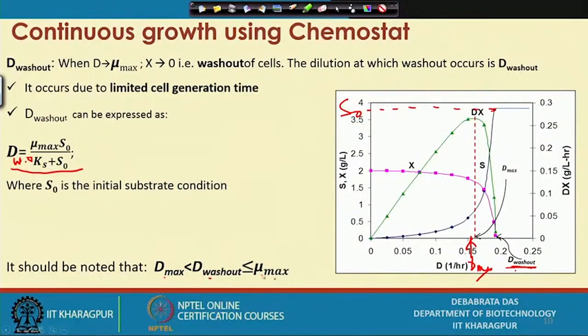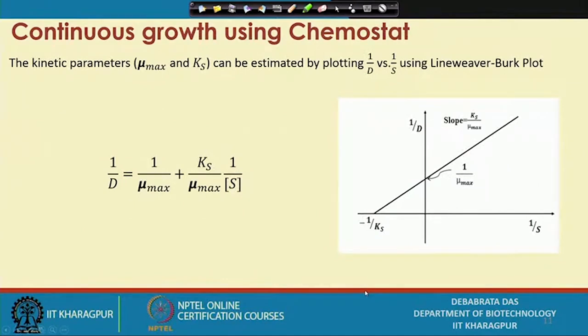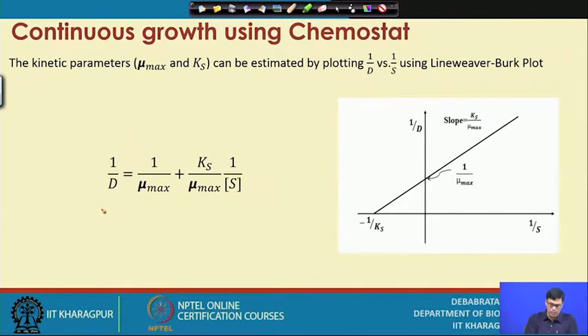Now, if you look at the correlation between D max, D washout, and mu max, usually the correlation is like this. D max will be less than D washout. Am I right? But D washout is usually equal to or less than the mu max value. This is the correlation that we have. We have already shown you how in the batch process we can find out the value of cell growth kinetics. Now, in the case of chemostat also, it is possible to find out the cell growth kinetics if you write this equation in the form of a Lineweaver-Burk plot.